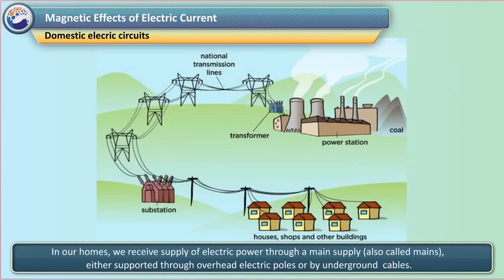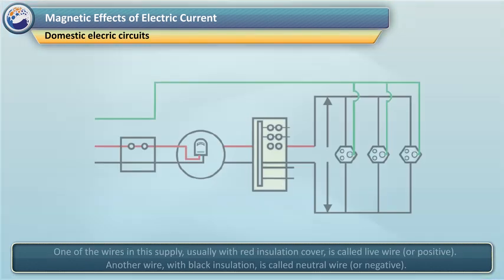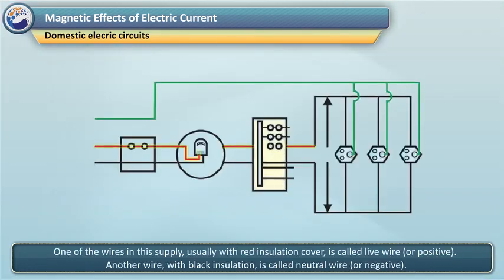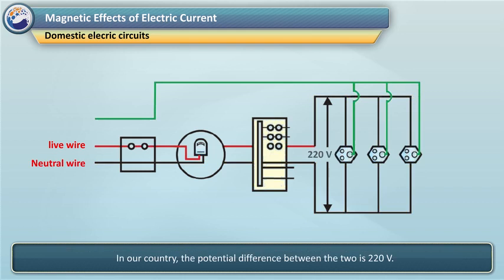Domestic electric circuits. In our homes, we receive supply of electric power through a main supply, also called mains, either supported through overhead electric poles or by underground cables. One of the wires in this supply, usually with red insulation cover, is called live wire or positive. Another wire, with black insulation, is called neutral wire or negative. In our country, the potential difference between the two is 220 volt.